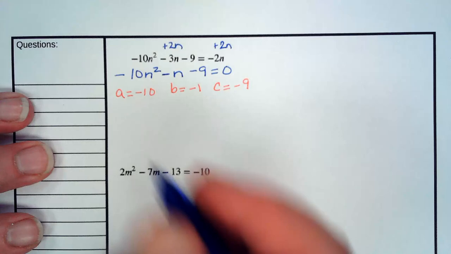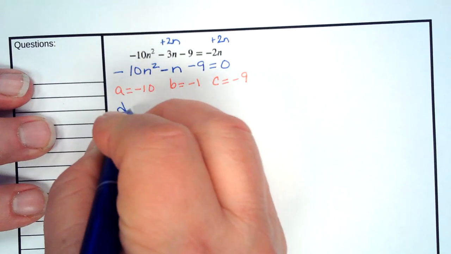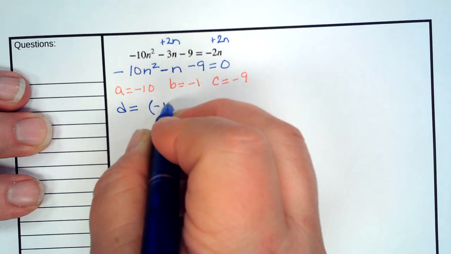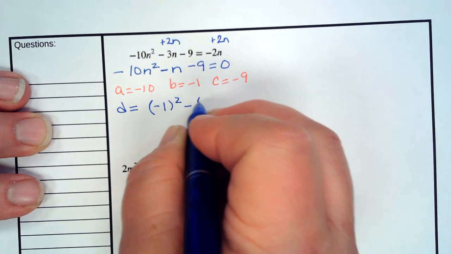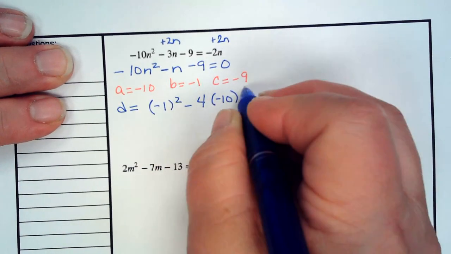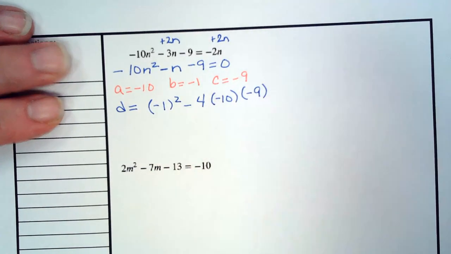Okay, let's find our discriminant. Okay, b squared, negative 1 squared, minus 4 times a, which is negative 10, times c, which is negative 9.